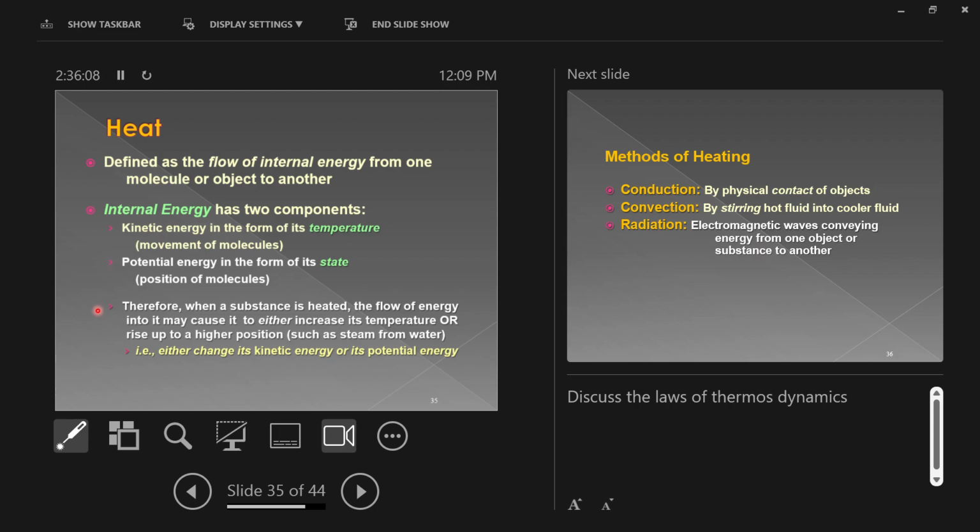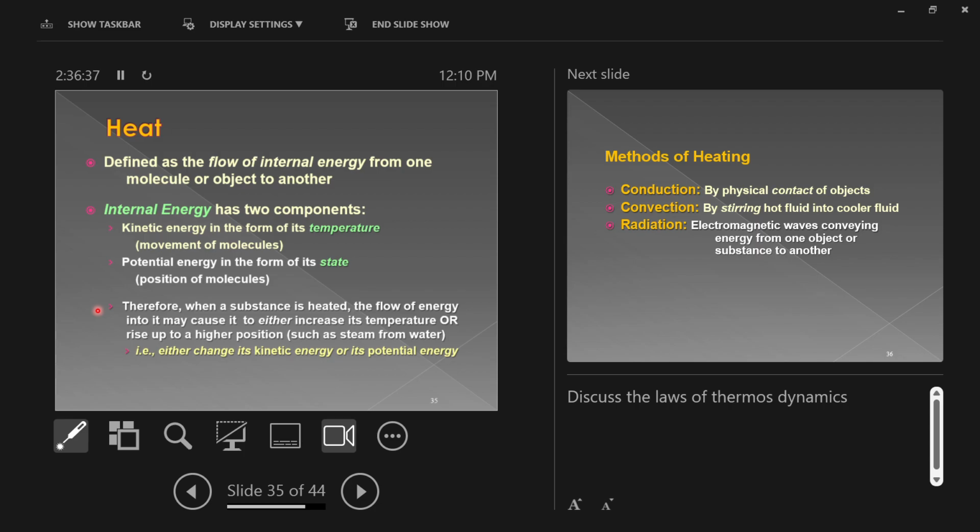When a substance is heated, the flow of energy into it may cause it to either increase its temperature or change phase. Go from a liquid to a solid, for example, right? Change a liquid to a gas, right? Changing phase is what happens. We can put energy into an object so much that we change its phase, a phase transition. Solid to liquid, liquid to gas, and so on.